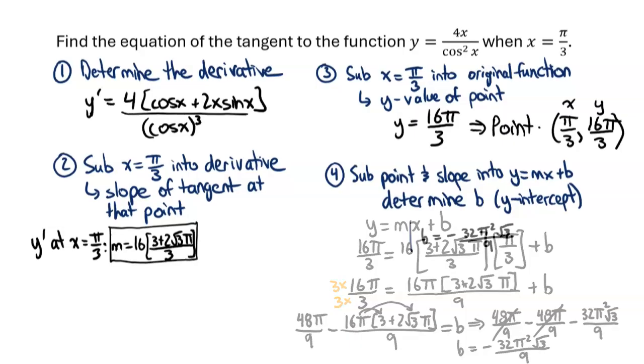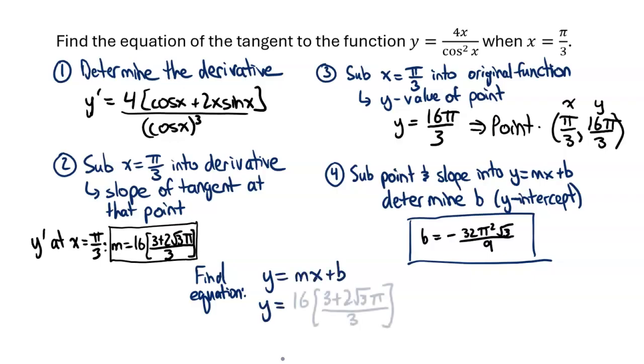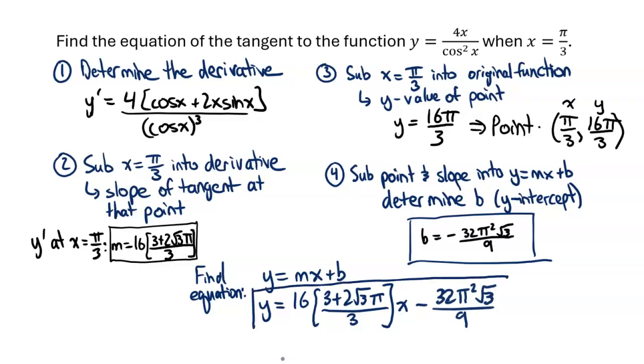And now what I can do is write out my y equals mx plus b equation with my slope m and with my y-intercept b as my final equation. And so the equation becomes this: y equals 16 times the 3 plus 2 root 3 pi over 3 times x minus 32 pi squared root 3 all over 9. And that is the exact equation.